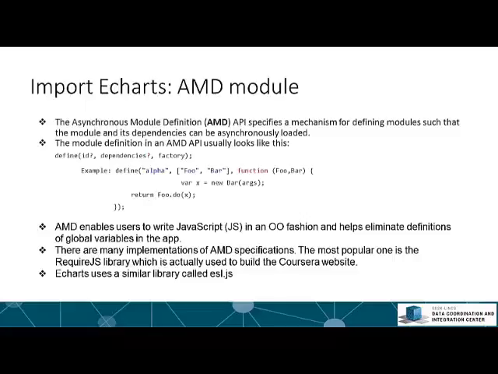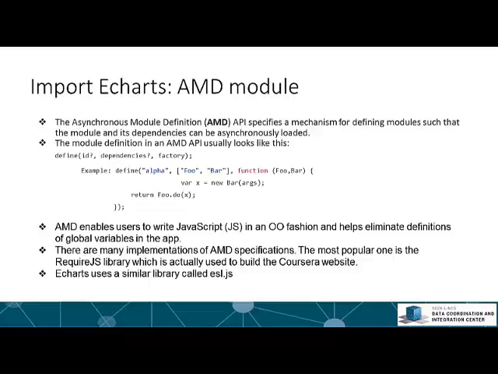First, let me introduce a concept called AMD. If you ever wrote a decent size of JavaScript code, you would know that if the functions in file A are dependent on functions defined in file B, B has to be loaded before file A. But following the AMD API, you can avoid this by writing your code in modules that can be loaded in random order. Basically, AMD, the asynchronous module definition API, specifies a mechanism for defining modules such that a module and its dependencies can be asynchronously loaded.